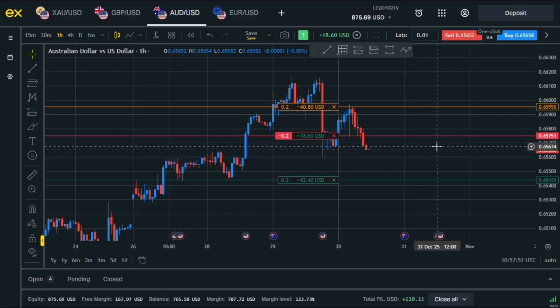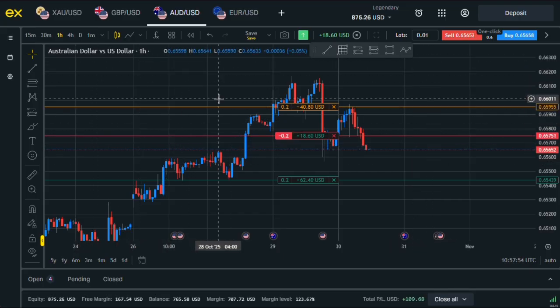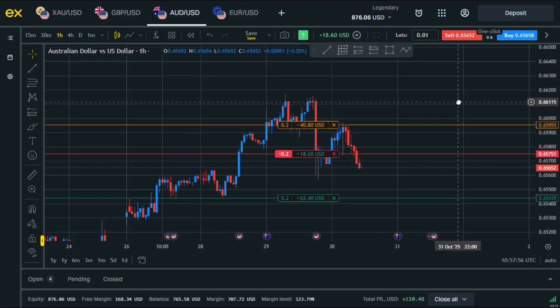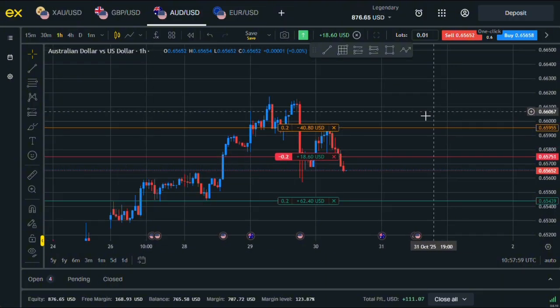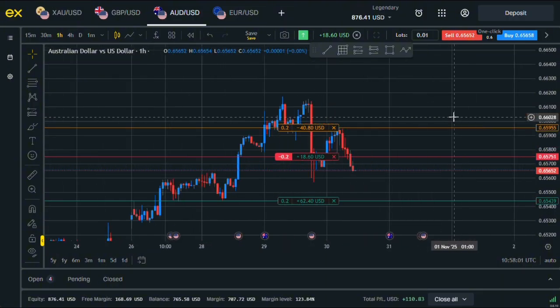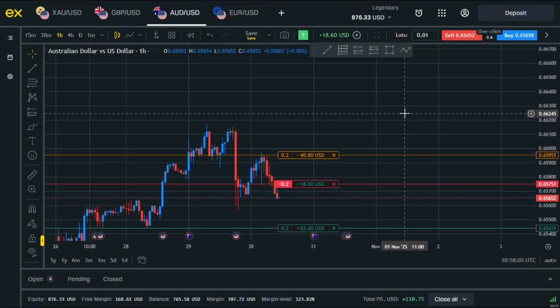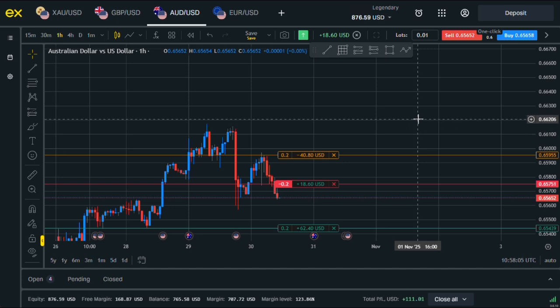All right, so right here we have the AUD USD chart, and I'm going to show you what the breaker pattern looks like. Remember we said there are two types of breaker pattern. We have the bullish and the bearish. Now obviously the bearish is for when you want to take a sell trade, and the bullish is for when you want to take a buy trade.